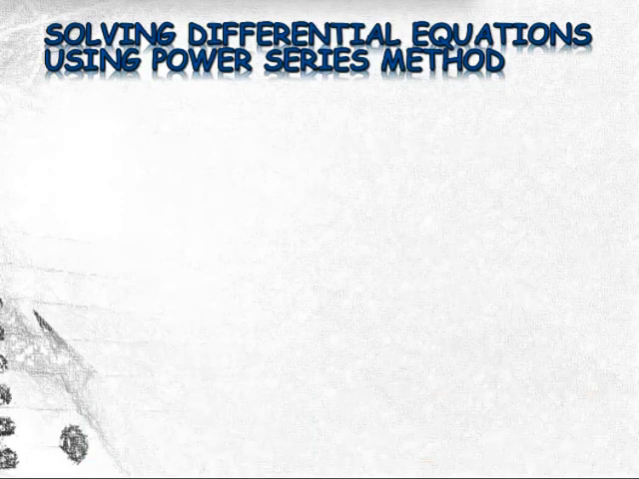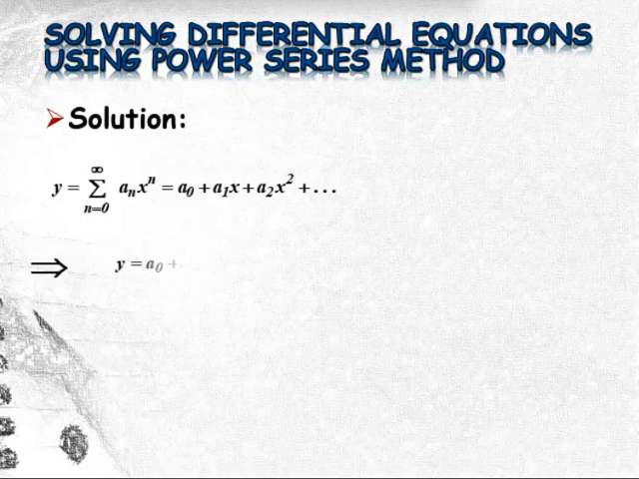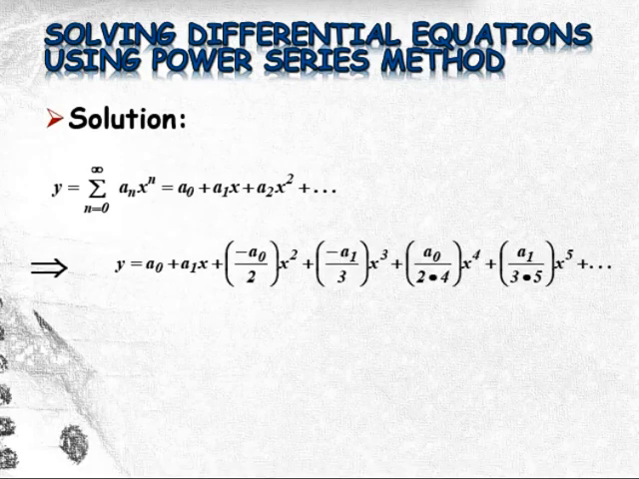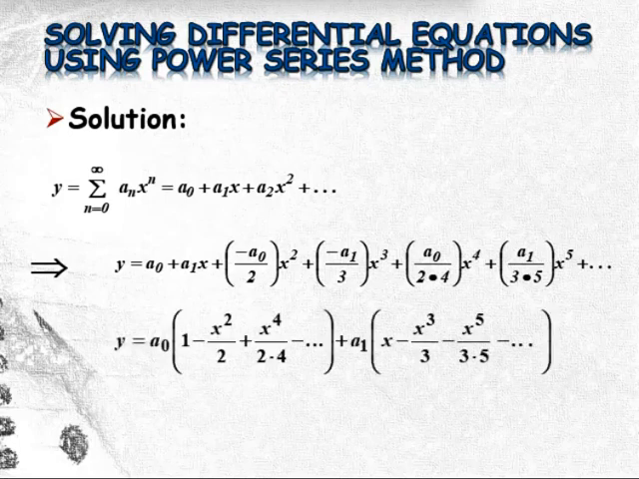So finally, let us substitute the coefficients into the assumed power series solution, and you will end up with y equals a sub 0 plus a sub 1 x plus negative a sub 0 over 2 x squared plus negative a sub 1 over 3 x cubed, and so on. Again, we factor out a sub 0 and a sub 1, and you will end up with y equals a sub 0 times 1 minus x squared over 2 plus x to the fourth over 2 times 4, and so on, plus a sub 1 times x minus x cubed over 3 minus x to the fifth over 3 times 5.